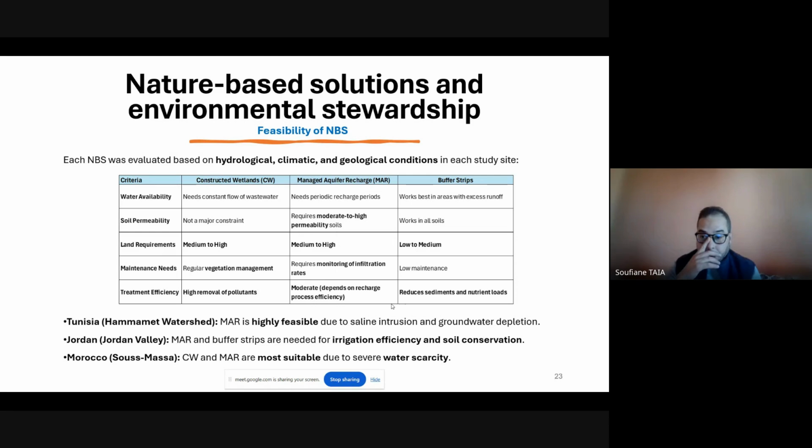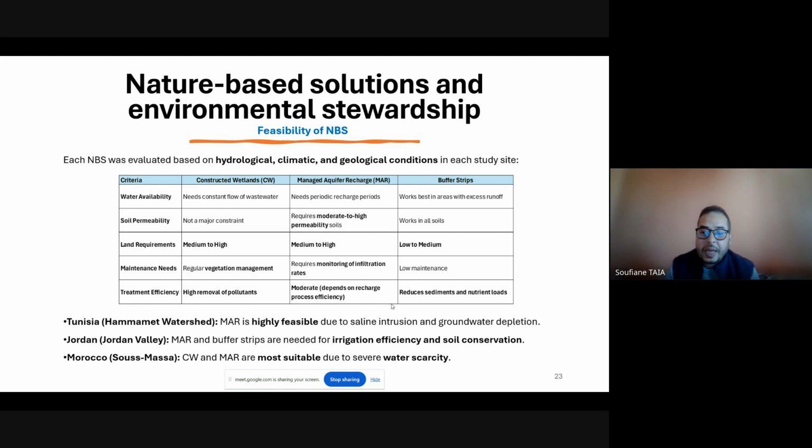So to determine which nature-based solution is suitable for each study site, we conducted a feasibility study for them. Our evaluation was based on hydrological, climatic, as well as geological factors. The comparison of those solutions is summarized in this table.